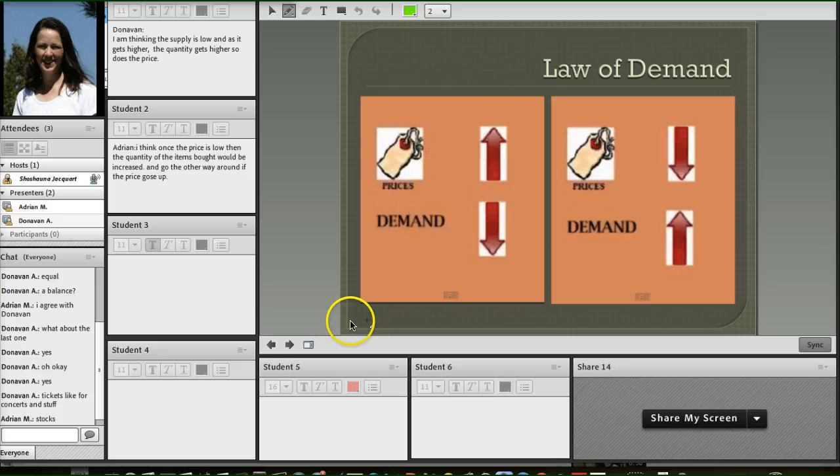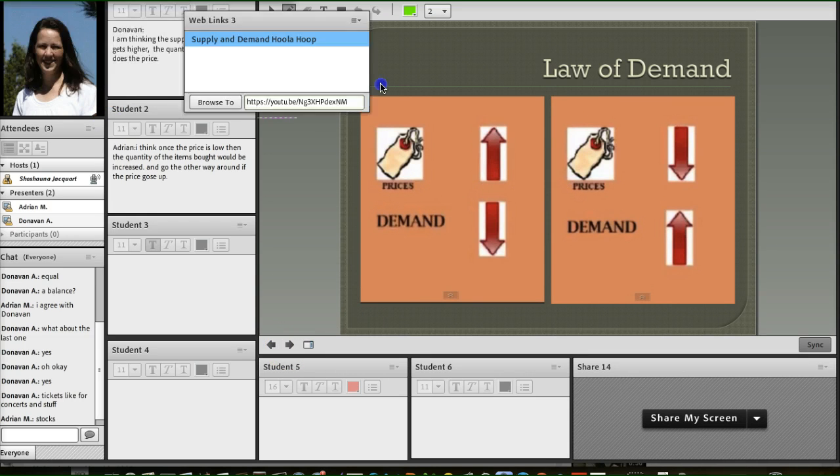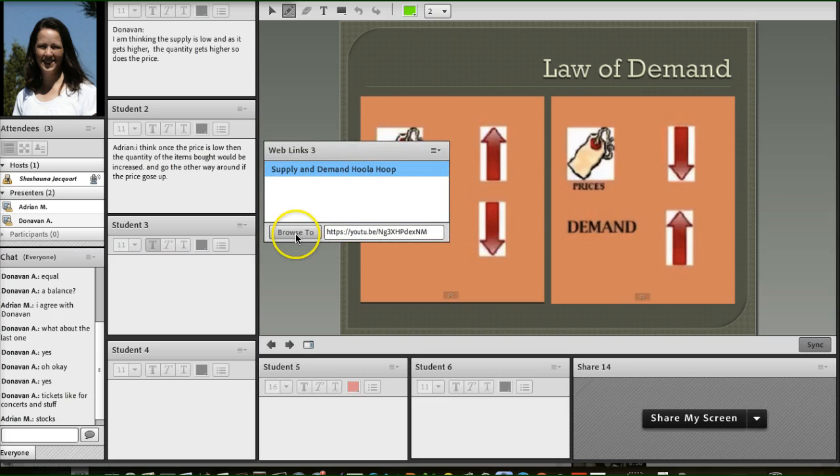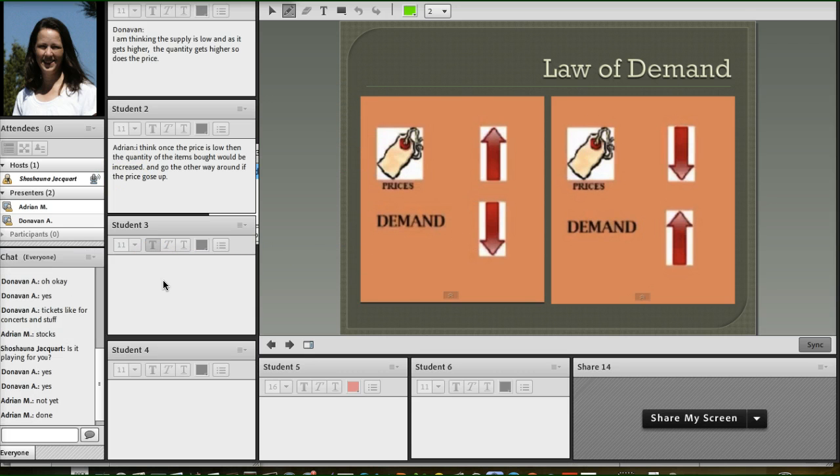So I think, oh, we want to watch a video. Okay. So what I want you to do is put how you felt about that little movie video, whatever it is, and how it applied to the law of supply and demand.